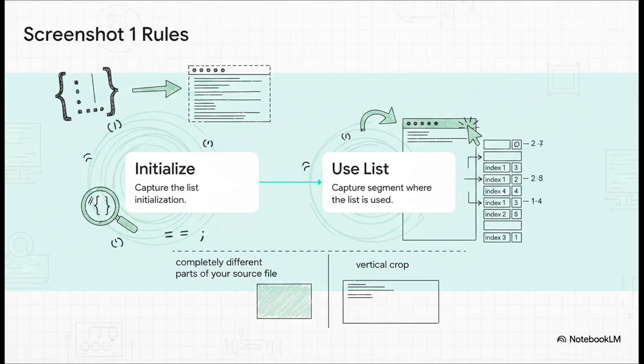Step 1, you have to capture the exact line where the list is created and initialized. Step 2, you must capture a completely separate code segment where that exact same list is actually used by the program, like a loop that iterates over it or maybe an index access. And hey, quick pro tip. These two segments might live in completely different parts of your source file. You can actually just capture them as two separate sub-images inside the single PPR screenshot, or just do a nice vertical crop if they happen to be sitting close by.